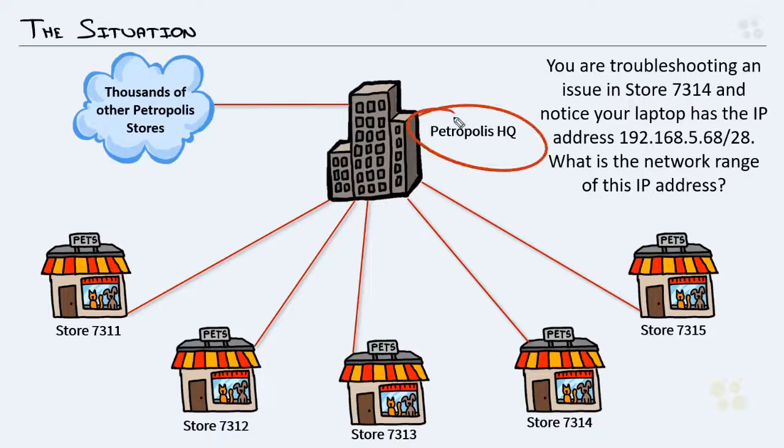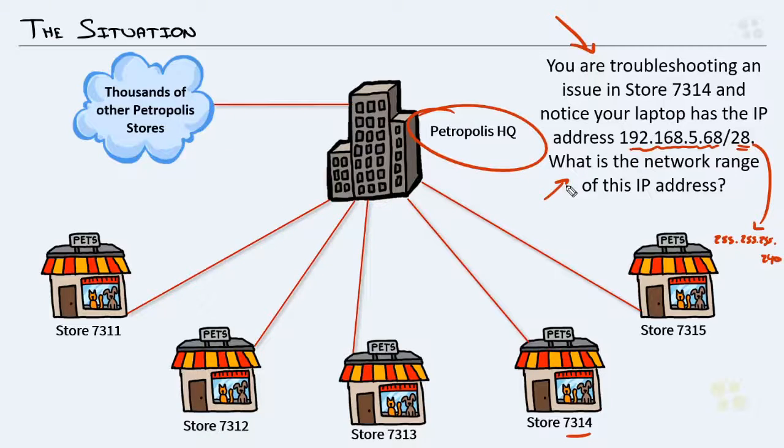We've got our Petropolis headquarters, inspired, of course, by Sonic the Hedgehog. You are troubleshooting an issue in store 7314, that guy right there. You notice a laptop has the IP address 192.168.5.68/28. Now, I know we don't usually see it that way when we're troubleshooting a Windows device. We would see something like 255.255.255.240, right? So you see that IP address, you see the subnet mask, and this can come at you a whole variety of ways. You can see right here, I'm asking, what is the network range of this IP address?